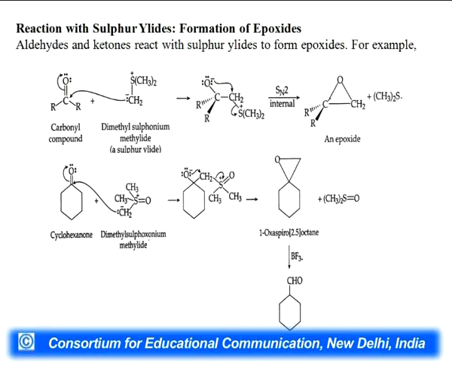Reaction with sulfur ylides, formation of epoxide. With the Wittig reaction we made the product alkene, and with sulfur ylide in this reaction the epoxide will form. Aldehydes and ketones react with sulfur ylides to form epoxides. In the reaction, dimethylsulfonium methylide attacks the carbonyl carbon. You can see in the reaction how it is attached, and then an SN2 mechanism will take place and an epoxide is formed. With cyclohexanone we will get the product cyclohexanecarbaldehyde.